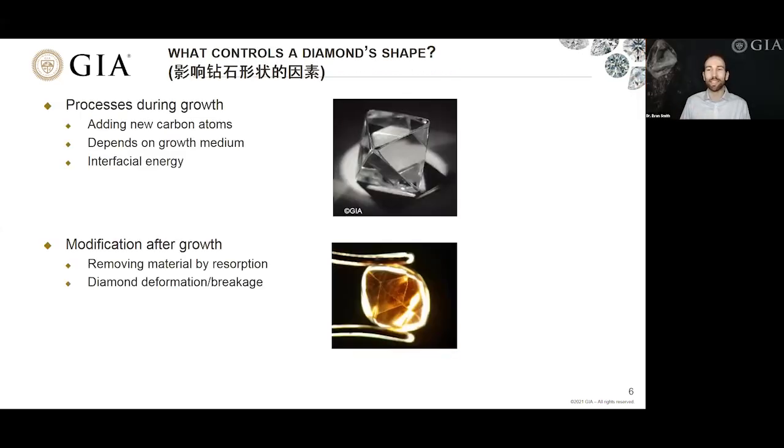The diamond gets its crystal shape from processes during growth when new carbon atoms are added, but also a diamond's shape can be changed by processes after growth, such as resorption when carbon is etched away by hot magma or fluid.